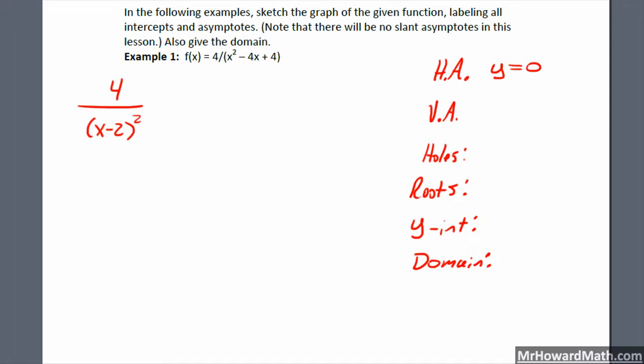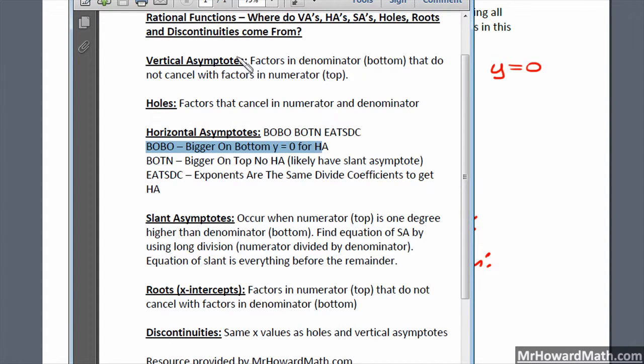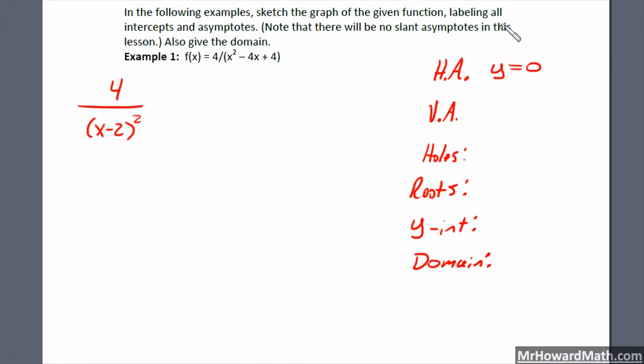Vertical asymptote, looking at our list here, vertical asymptotes occur with factors in the denominator that do not cancel. And again, this list, all my students have it. If you don't have it, take a screenshot of this and it will help you immensely getting through these rational problems. So vertical asymptotes, factors in the denominator that don't cancel.